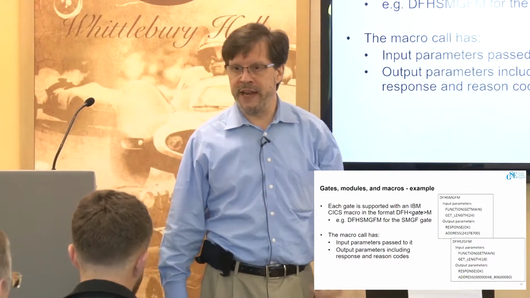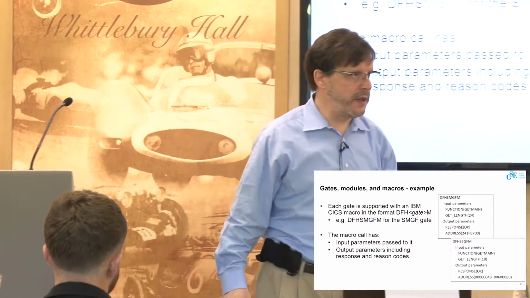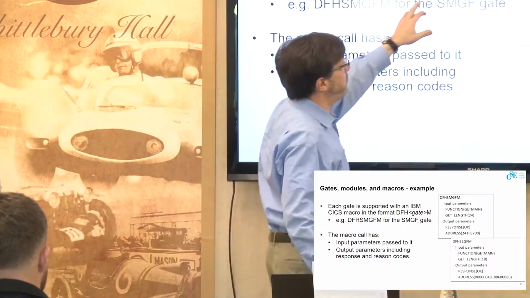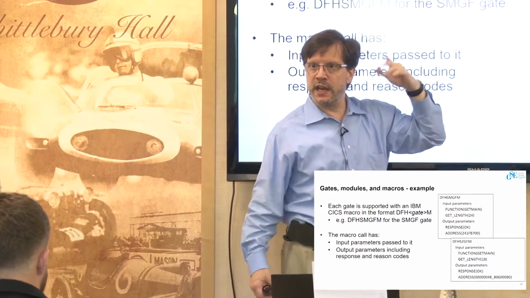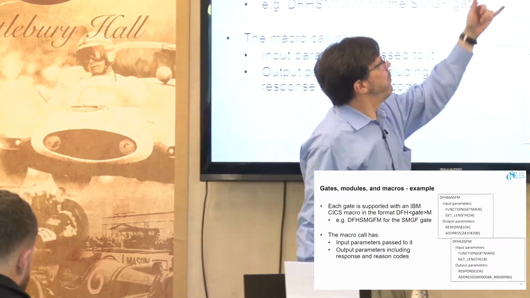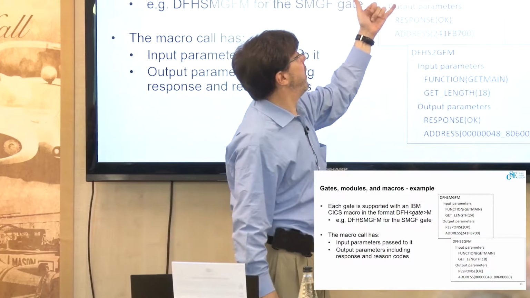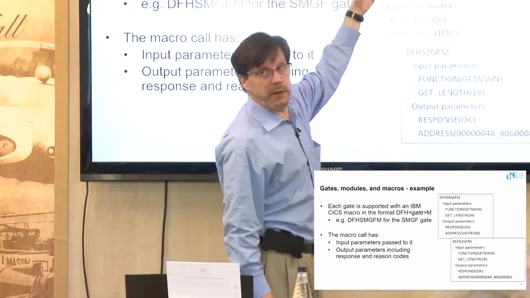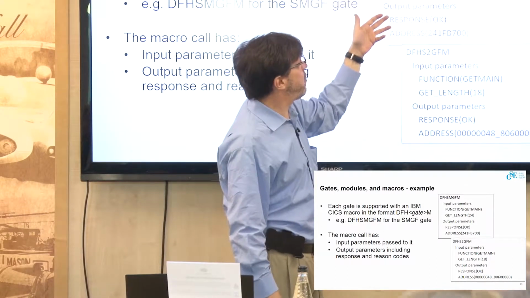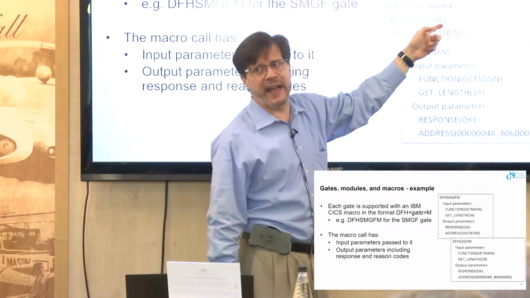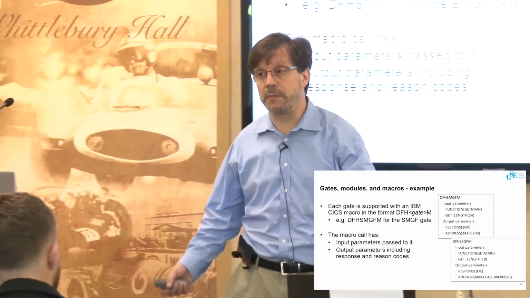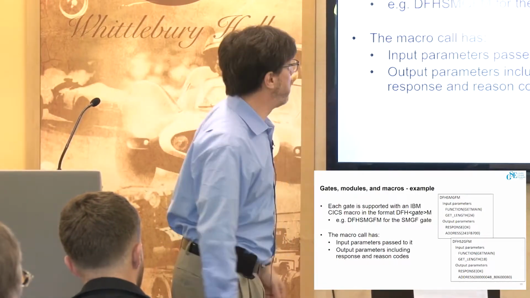If I want to get main and I'm a domain developer running in the AP domain and I need 100 bytes of storage, I'm going to code a DFHSMGF M gate. And then I'm going to pass it some parameters. Maybe I want to do a get main or a free main. How much storage do I want, right? So I'm going to pass a bunch of input parameters, and as part of the response, I expect to know if I got it or not, and what's the address of the storage area I got. So there's a typical example of what a domain developer might do.